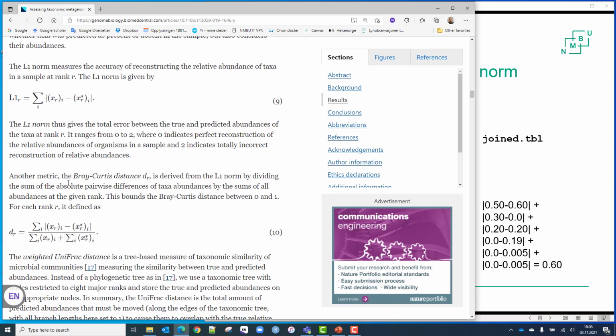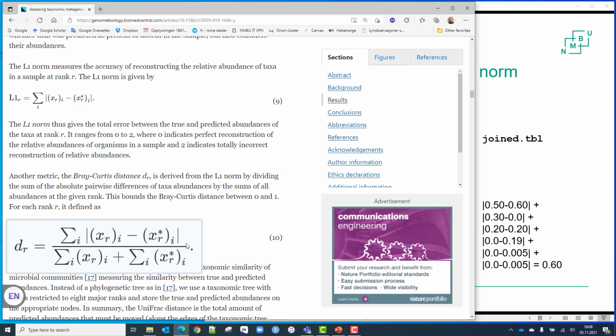Then the paper introduces the Bray-Curtis distance, and this is really surprising to me. And here's the formula for it. And have a look at this formula. See that the numerator here is exactly the same as the L1 norm up here. Can you see that? 100% identical.